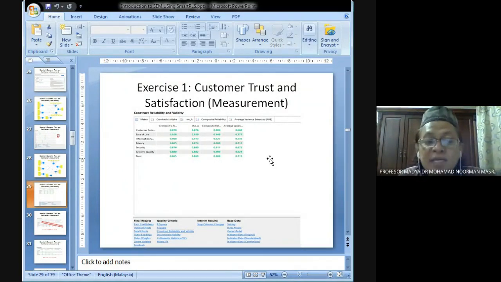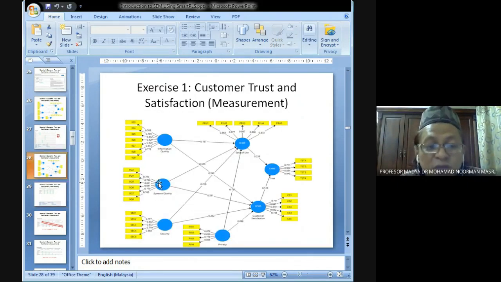Now, the deciding factor whether the value is good, this value is just like CR, fully dependent upon the score of the items. If the scores of the items are low, for example here, system quality, if some of the items are low, such as 0.4, 0.3, you can expect that the AVE also will become low. So when the AVE is low, you have to remove some of the items. You can remove items with low factor loading with the hope that CR and AVE will increase.